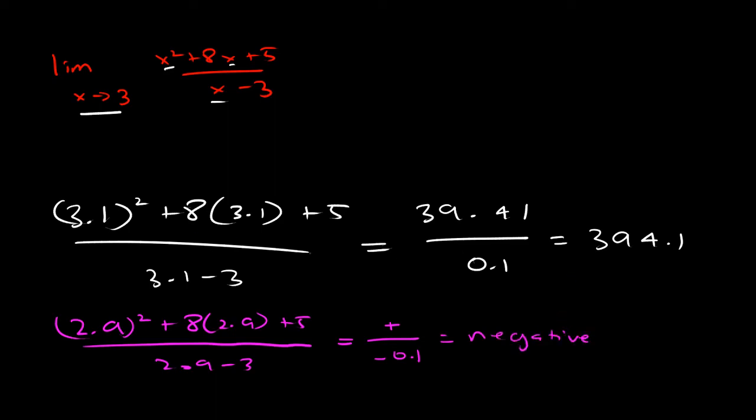Okay, well, when we plugged in 3.1, why did we get a positive number? But when we plug in 2.9, we get a negative number. They're opposites. This means that this limit does not exist.